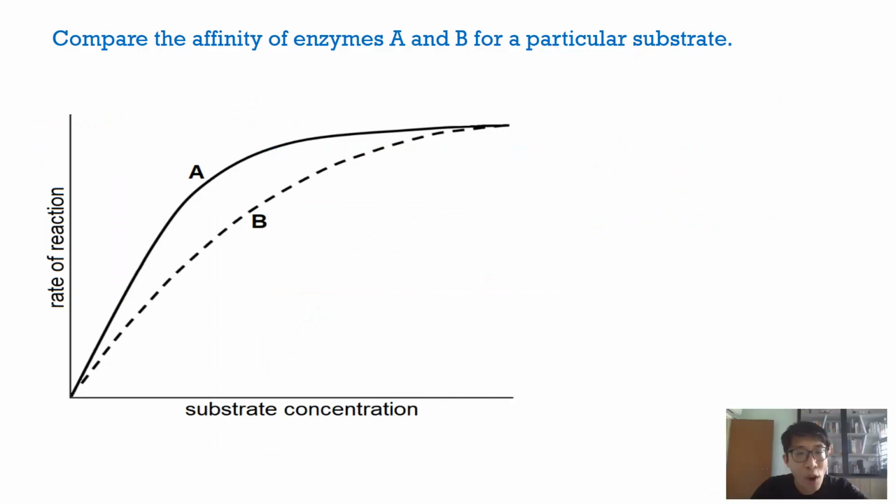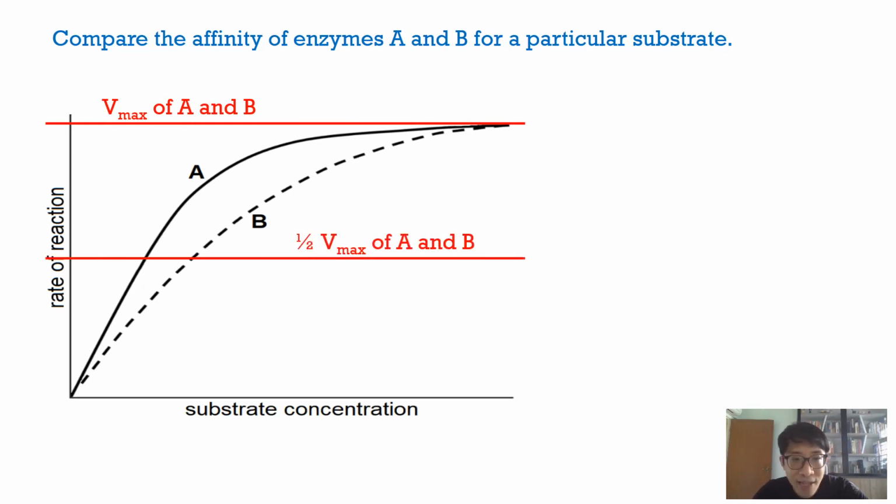Alright, let's look at the question in the notes. The comparison between the affinity of enzymes A and B as shown in this graph. In order to find the affinity of the two enzymes, we need to first find the Vmax of both enzymes. And from the Vmax, we can find the half Vmax.